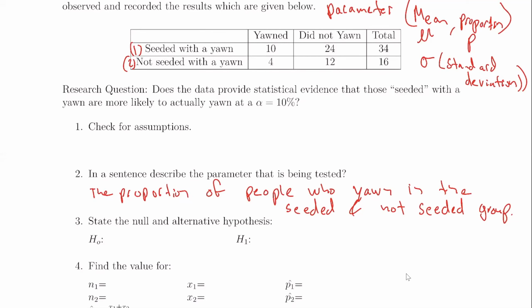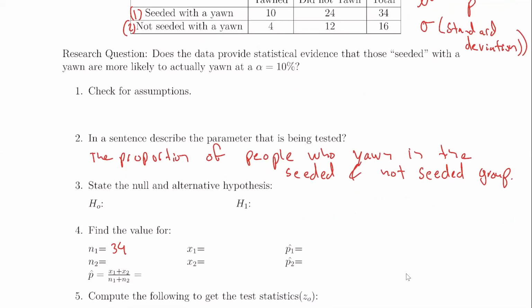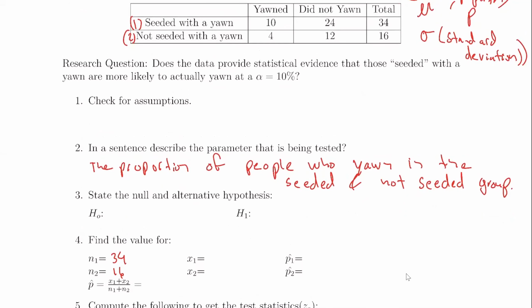All right, let's do N1 and N2. Let's do the easy stuff first. What's my N1? How many people participated in seated with a yawn, group number 1? 34. All right, how many people were not seated with a yawn? All right, so far 2 for 2. Of the people in group 1, how many of them yawned?